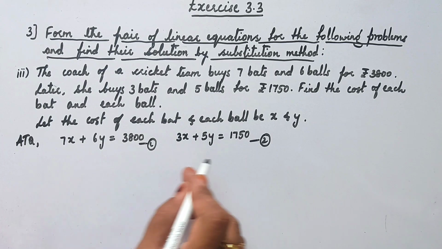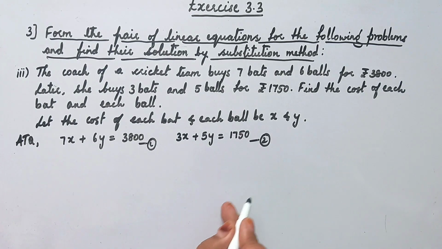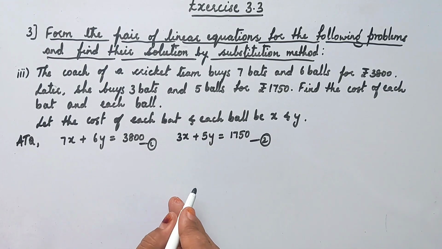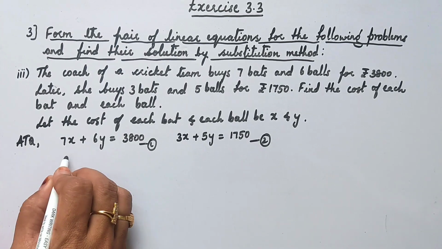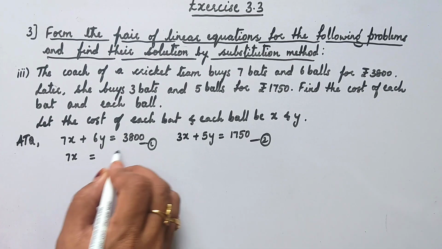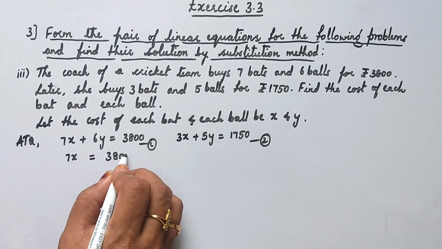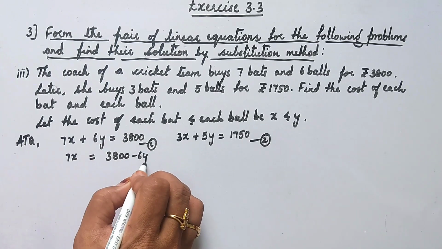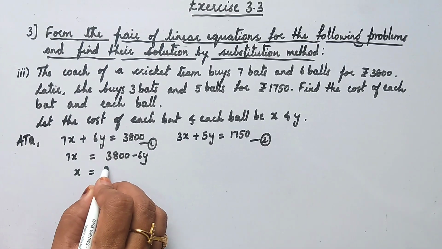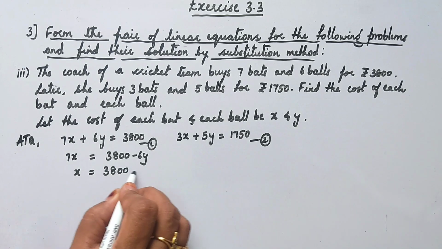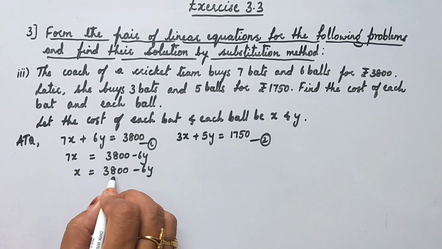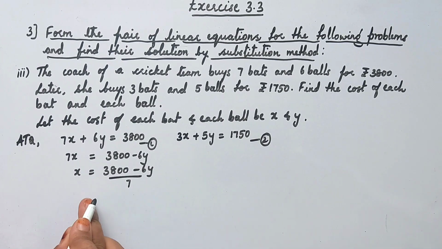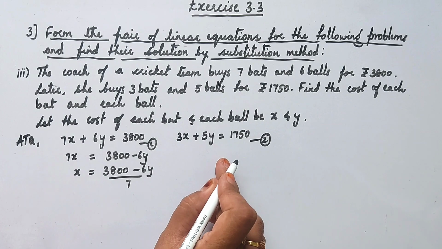Okay, now let's do the substitution to get the value of bat and ball here. This will be written as 7x equal to 3,800 minus 6y, x equal to 3,800 minus 6y whole divided by 7. We got the value of x. I am going to substitute this x in equation 2.